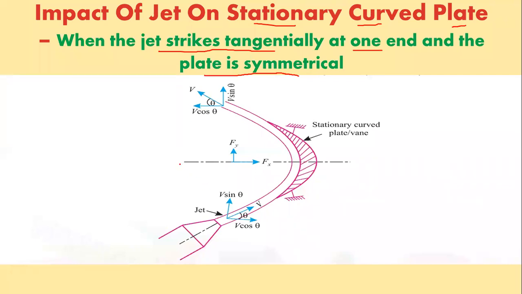So here you can see that the jet is not striking at the center as in the previous cases. Here this is the pipe, this is the nozzle, and the jet is striking tangentially from one end of the curved plate and exiting from the other end. Now, let me show you with the help of the diagram.